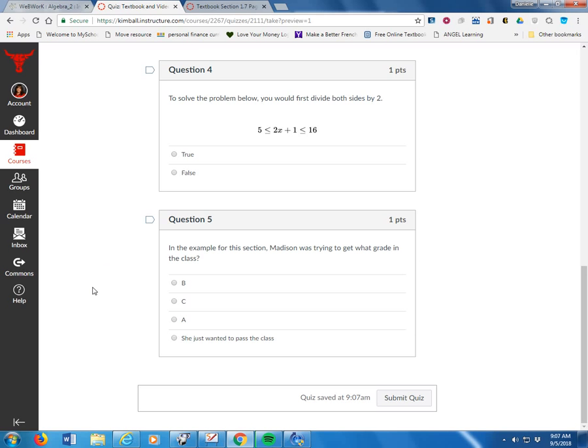And then finally, in this example, this was a paragraph at the very beginning of the section. She was trying to get an A for the class. It's good timing.